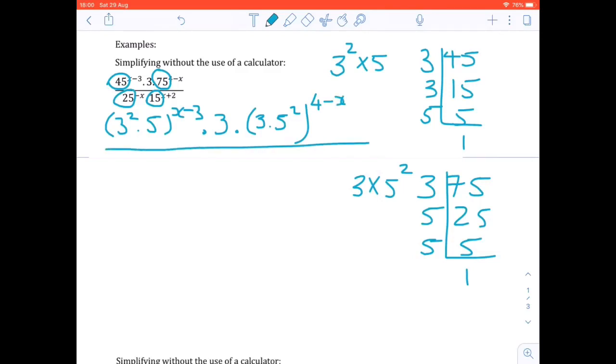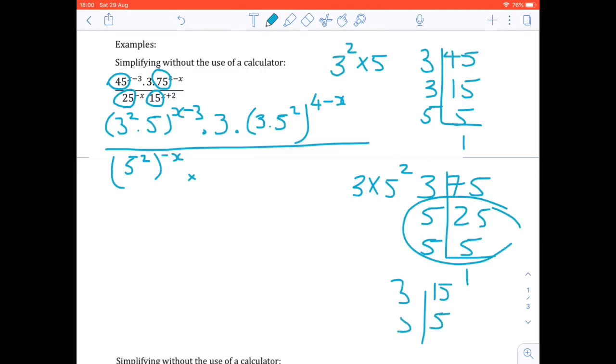For 25, we can already see it over here. It's 5 squared to the power of negative x times 15. So 15, 3 goes into 15 5 times, 5 goes into itself once. So 3 times 5. So 3 times 5 to the power of x plus 2.